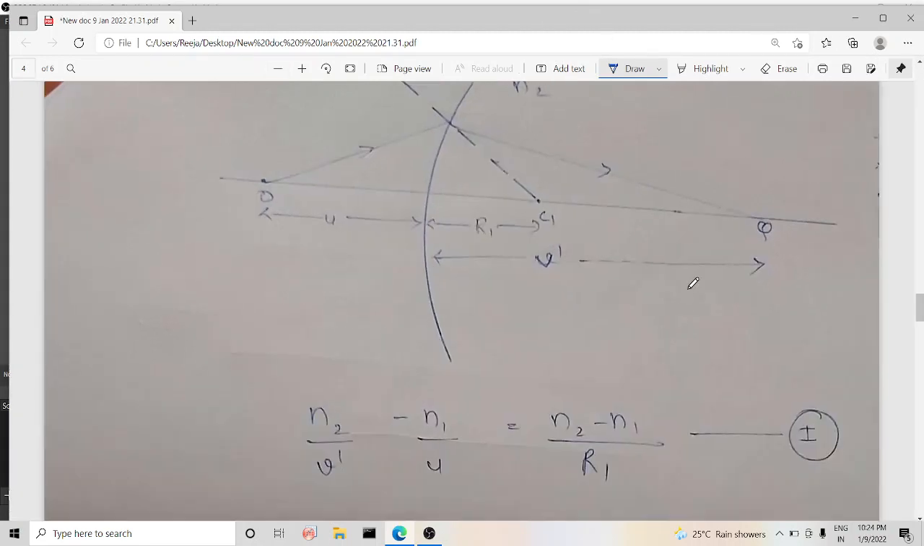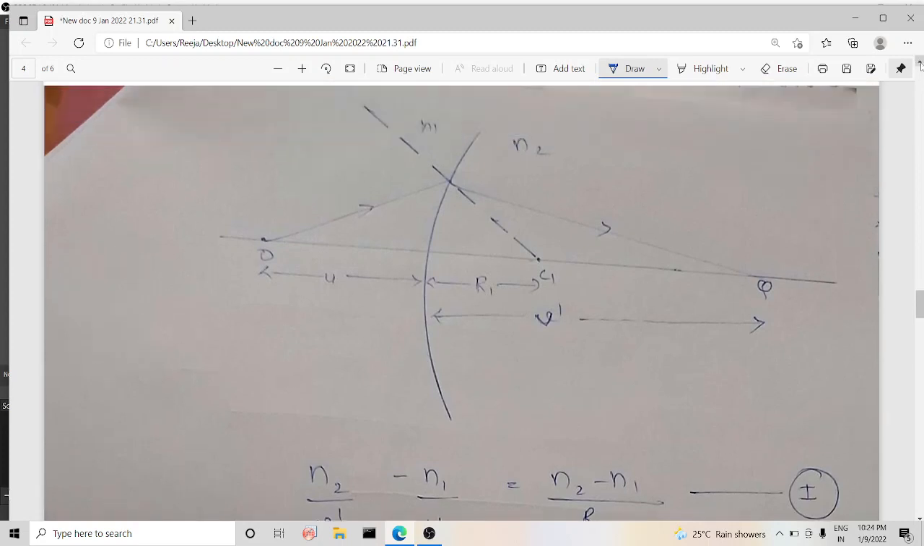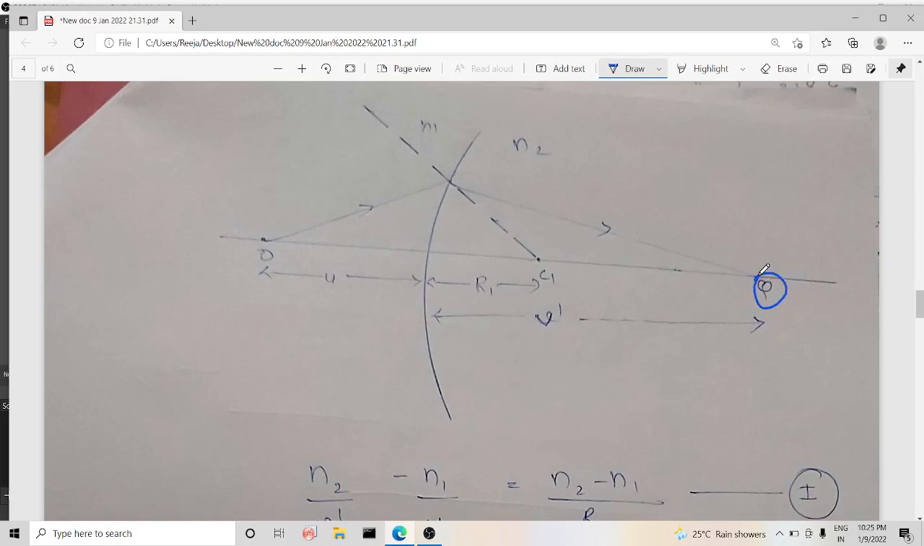Okay, the first refracting surface is considered. So this is the object here, the point object. The incident ray goes and you get the image at Q. So this dotted line represents the normal to the surface. So O to the first refracting surface, this distance is U. Then the distance from the refracting surface to C1 gives you R1, and the distance from the refracting surface to Q gives you V dash.